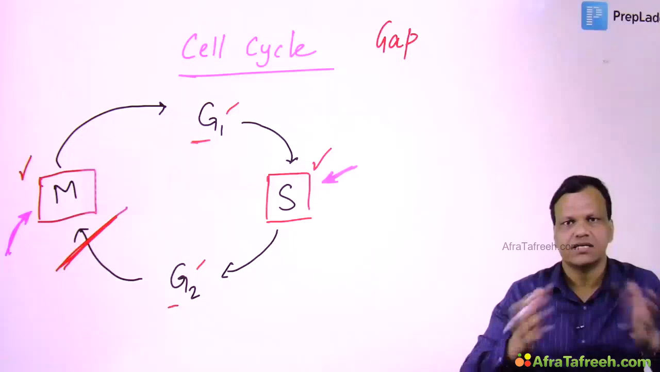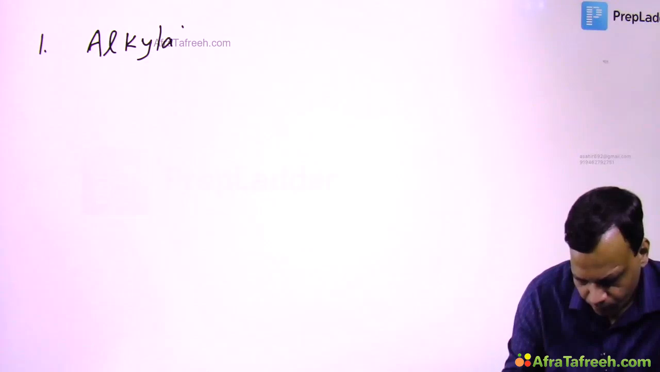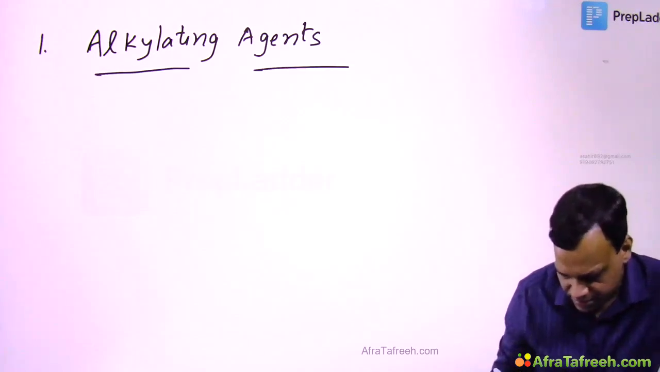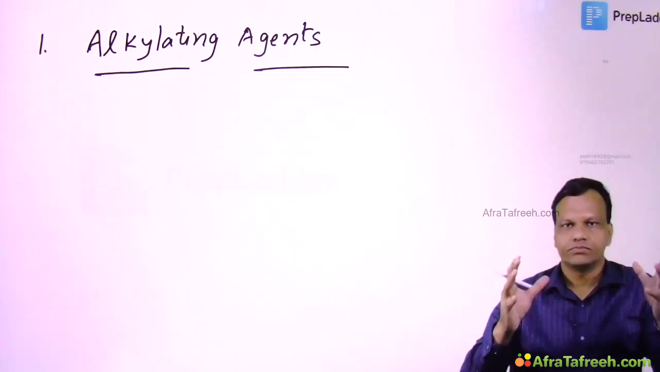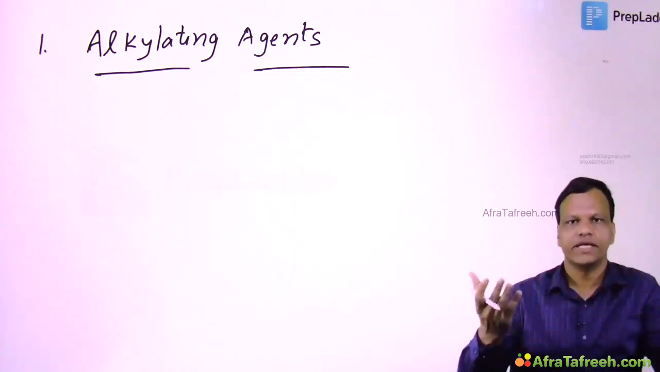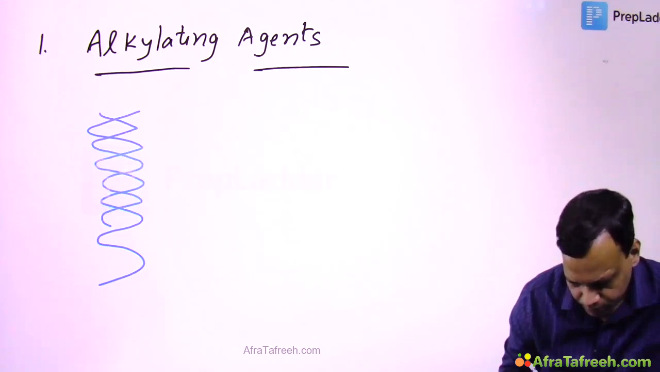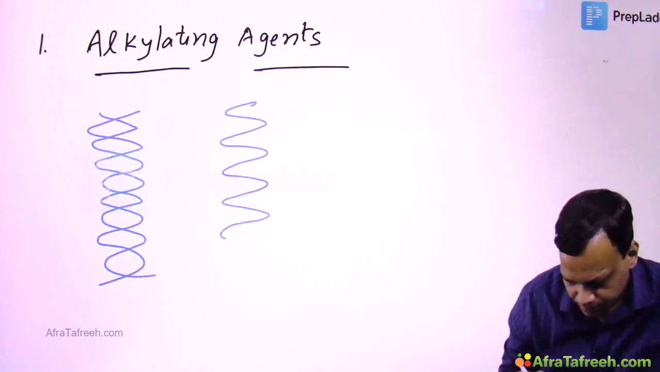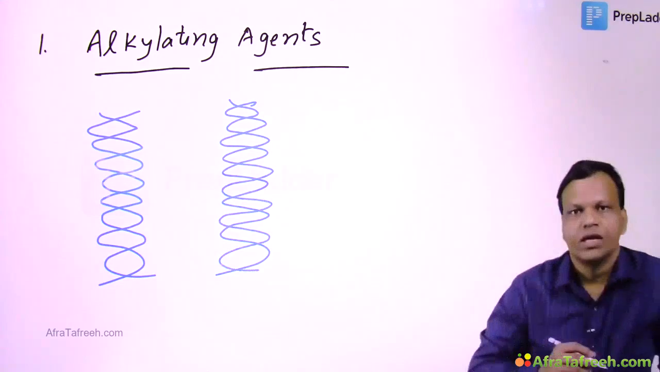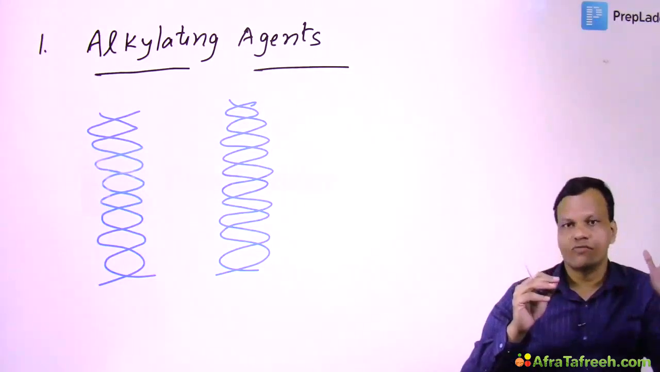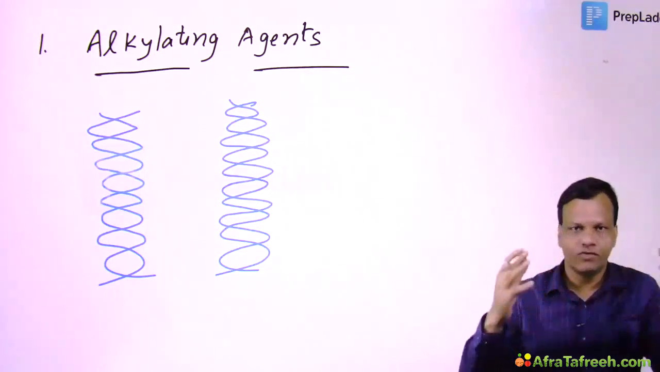So we'll discuss these drugs one by one, starting from the first group called alkylating agents. As the name tells, they will attach the alkyl group. So obviously where will they attach the alkyl group? On the DNA. So if we see, this is a double stranded DNA. This is another double stranded DNA. In the cell, we have plenty of DNA. We know there are 23 pairs of chromosomes, and every chromosome has plenty of DNAs.